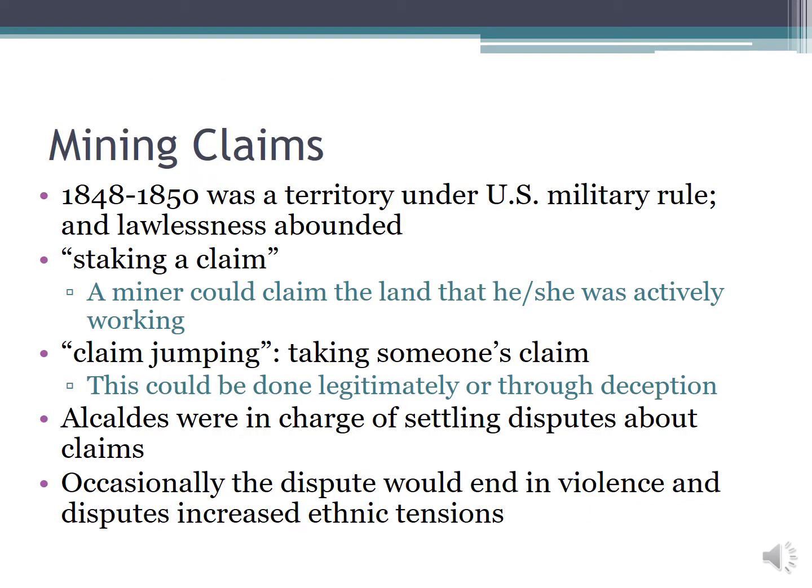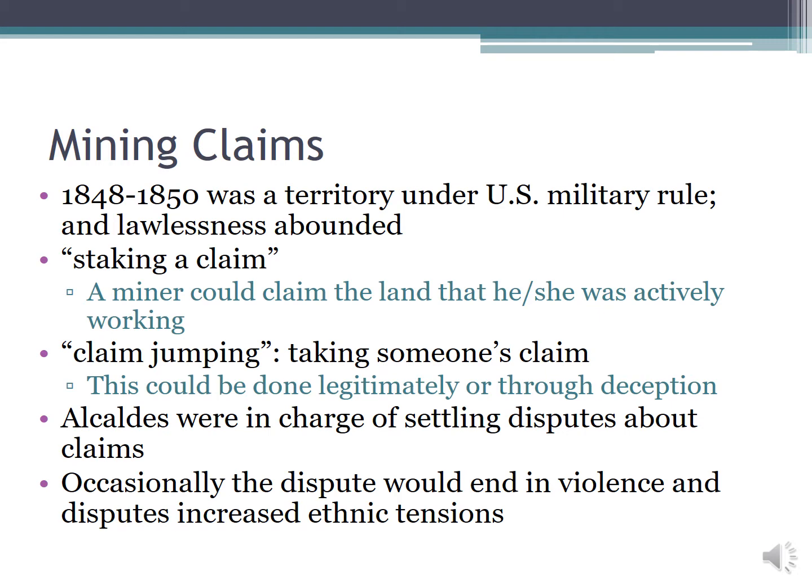Okay, so now we're going to talk about mining claims, and this is basically the way that people operated in the early days of the gold rush. If you wanted to come out to California and stake a claim, basically what you would do is go to an area that you thought might be promising with its gold deposits, set up a camp, have your tools, and actively work that claim on a daily basis. And that was how you staked a claim. It was as simple as that.